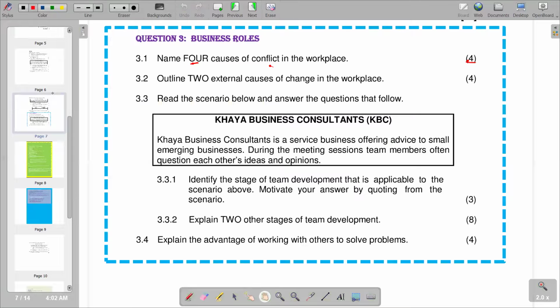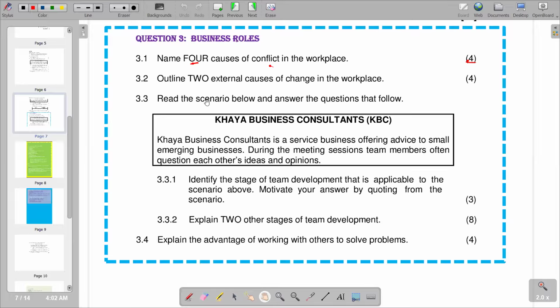So going on to the next question, it reads: outline 2 external causes of change in the workplace. This question is asking us for anything that comes from outside the organization or business that can cause change in the workplace. So we've got various factors that can cause change in the workplace that are not coming from within the workplace.